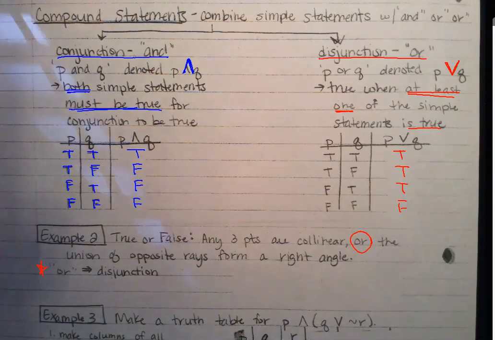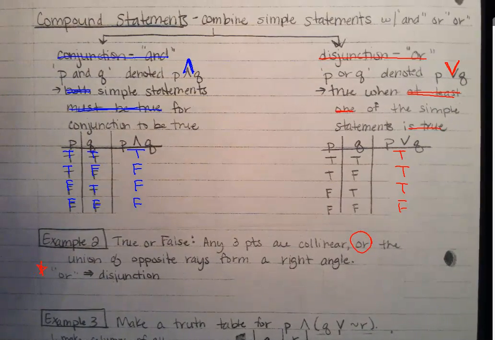Okay, any 3 points are collinear. Okay, so here we go. Any 3 points are collinear. Yes, that would be false, but so that's statement 1. Okay, and it's false. All right, so then what's our second statement?